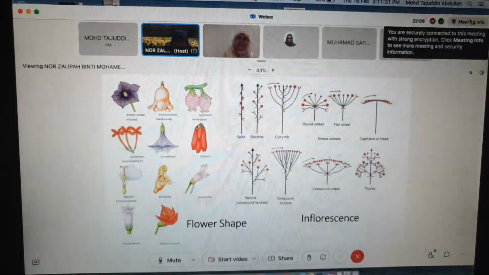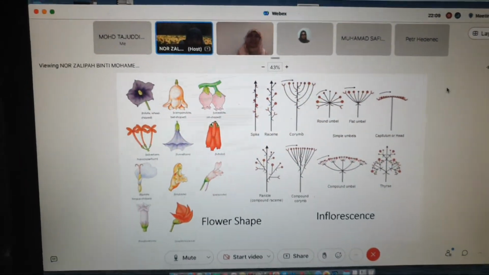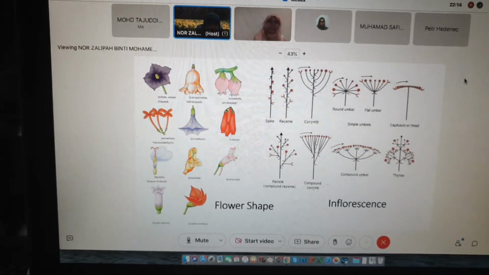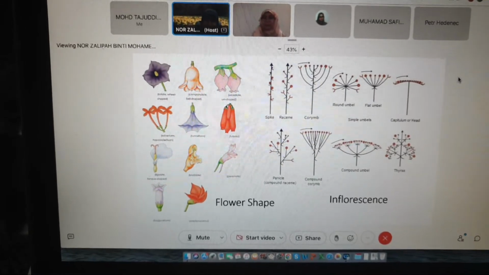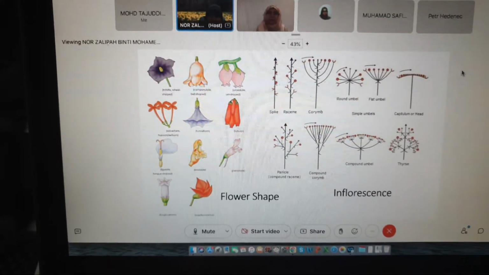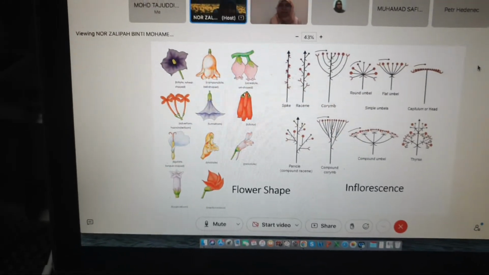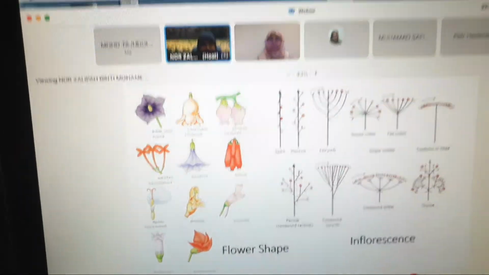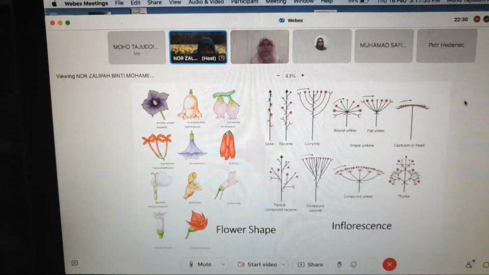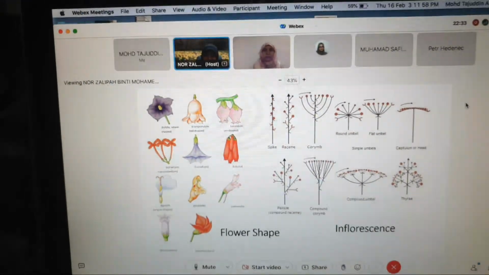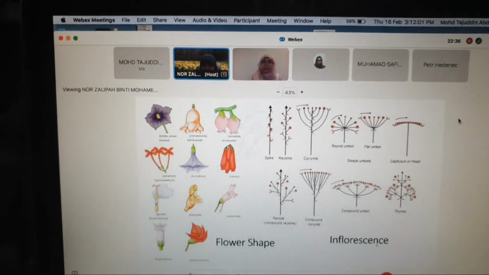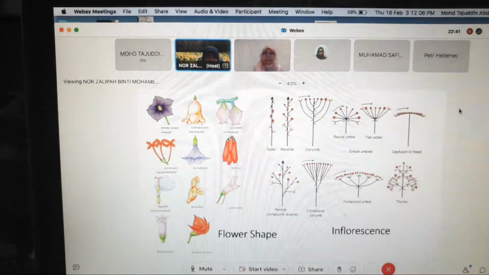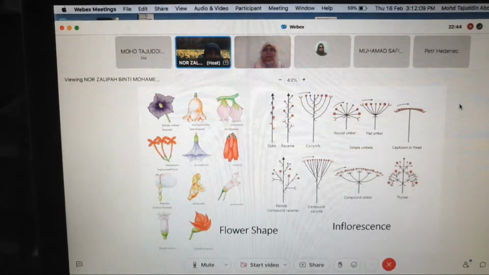For the interaction between insects and the flowers, it's very dynamic. As you can see, flowers are presented in various shapes depending on the perianth structure, which is the sepal and the petal. So the flowers come in various shapes, from the bell shape, the tubular, and so on. And other than that, the presentation of the inflorescence, the position of the flowers in the trees itself.